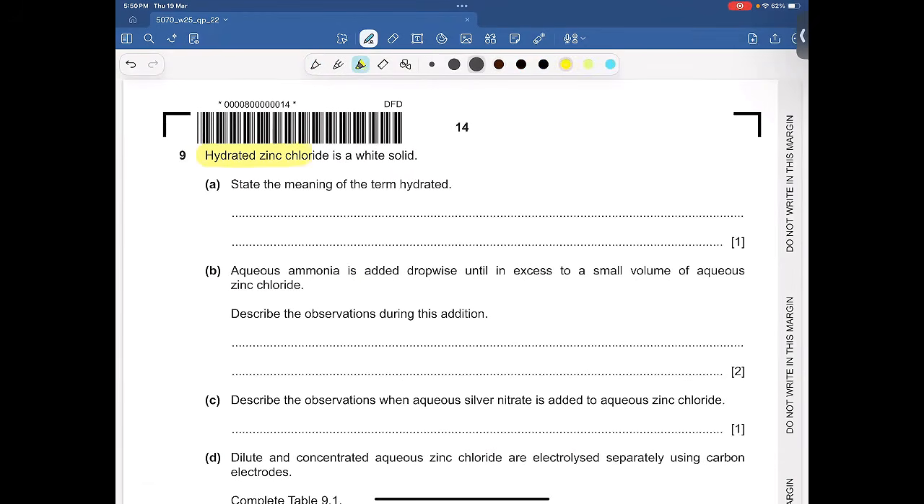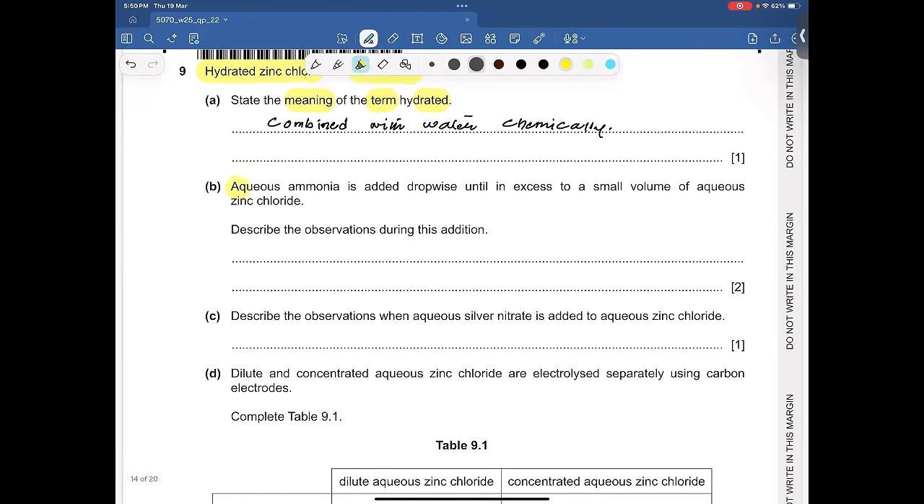Hydrated zinc chloride is a white solid. State the meaning of the term hydrated. Hydrated means combined with water chemically. Okay.